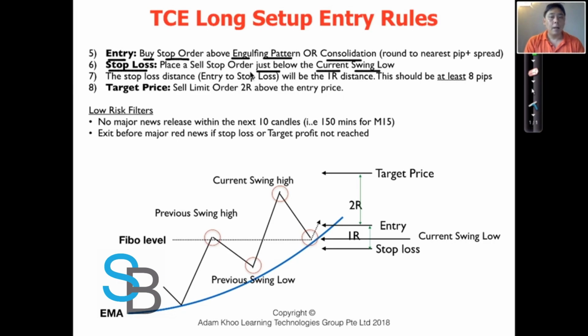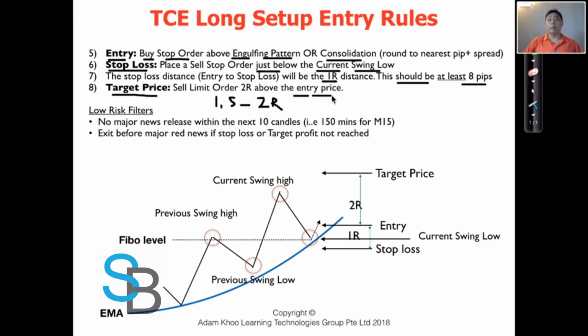Okay. And the distance from the entry price to the stop loss price, as you know, is called 1R. So 1R is our risk distance. And again, the 1R must be at least a minimum of 8 pips. If it is not 8 pips, lower the stop loss till you get at least 8 pips. Okay. Now, where do we place our target price? So we can place our target price anywhere from 1.5R to 2R above the entry price.